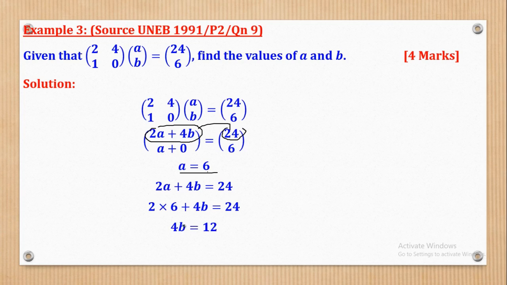Then I simplify to come up with 4B equal to 12, and when I divide both sides by 4, I come up with B equal to 3. So I've got the value of A and the value of B, and that's what they wanted.